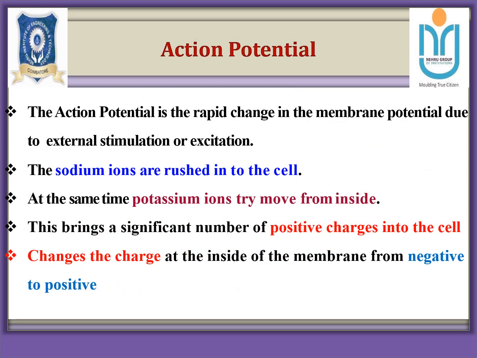So now when the cell is in the resting state, you will find more number of potassium ions inside and lesser number of potassium ions outside. So due to this charge imbalance, a potential is created, and this potential is called as the resting potential of the cell membrane. Now when a cell is actuated or excited, what will happen?